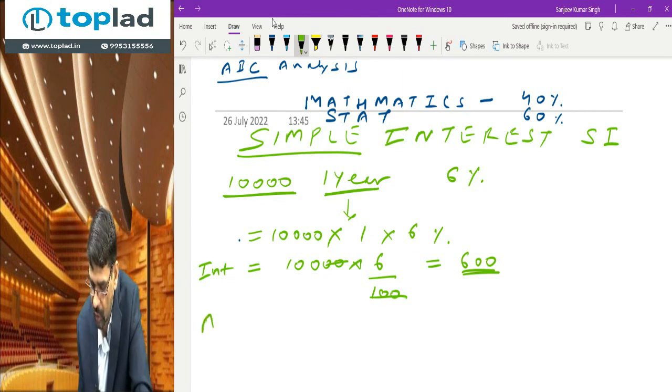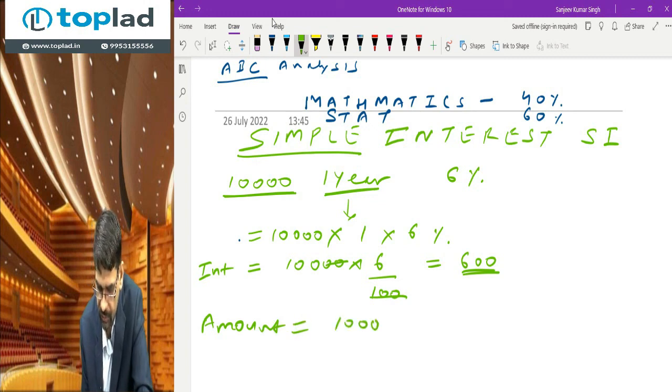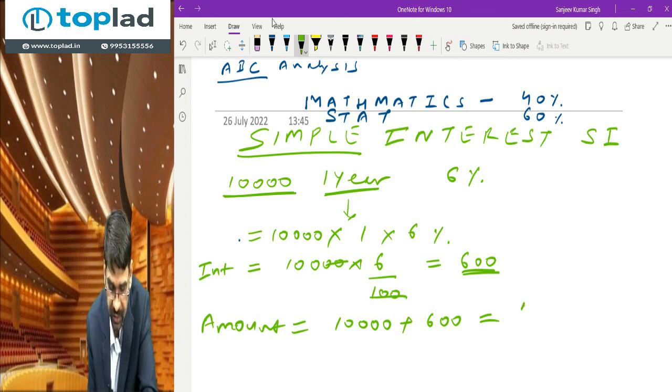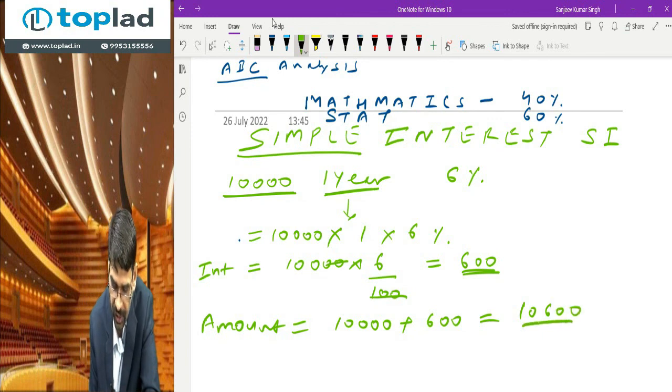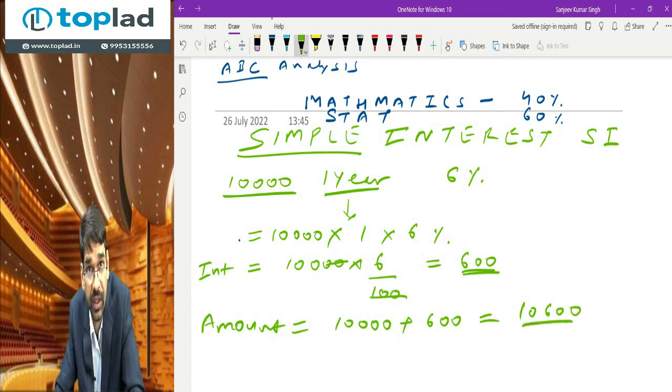It means the total amount is 10,000 plus 600, that is 10,600, which you have to pay after 1 year to your friend. So this is a simple calculation, a very simple question.